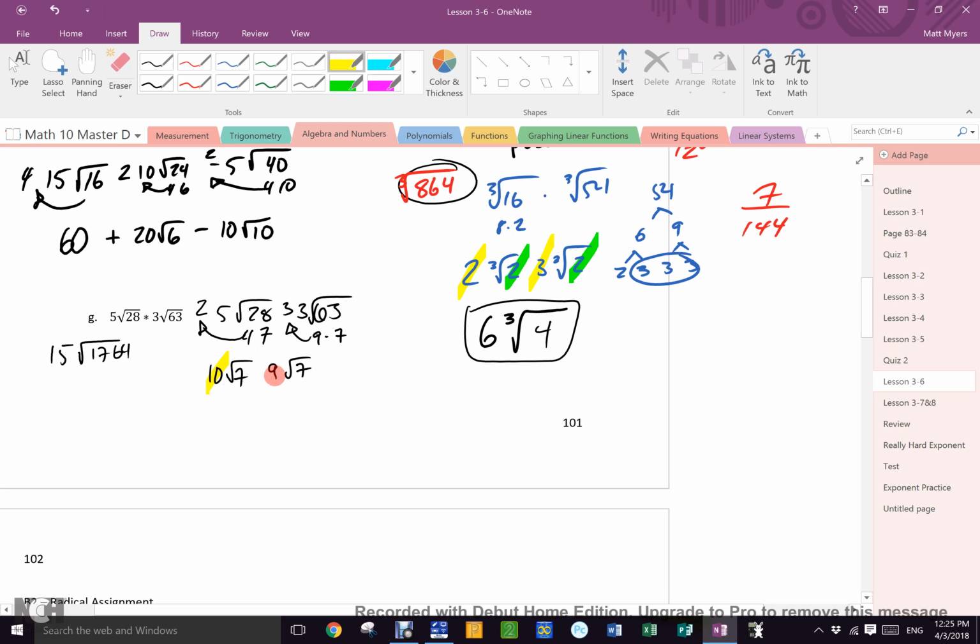Now what do I do with 10 and 9? Multiply them to get 90. And root 7 times root 7 is the root of 49, right? What is the root of 49? 7. So what comes out here? 7. What's already out here? 90. So it's 630. Did I leave anything under there? Nope.